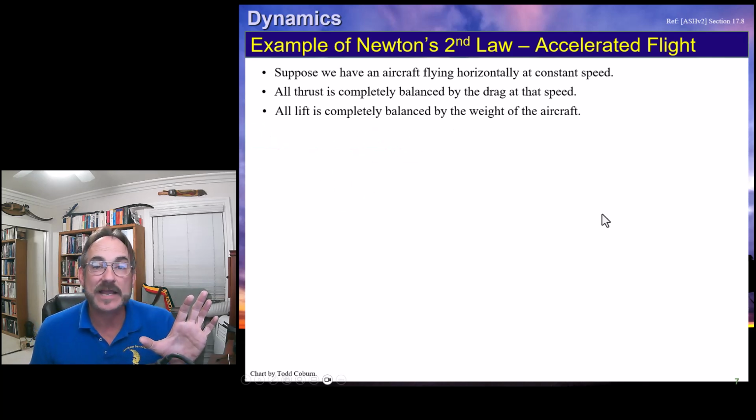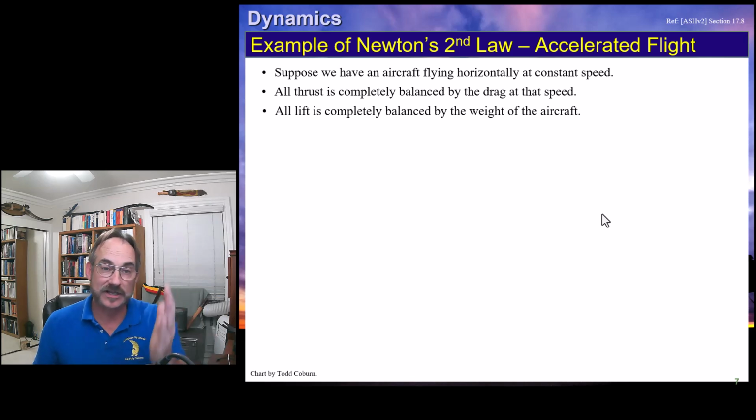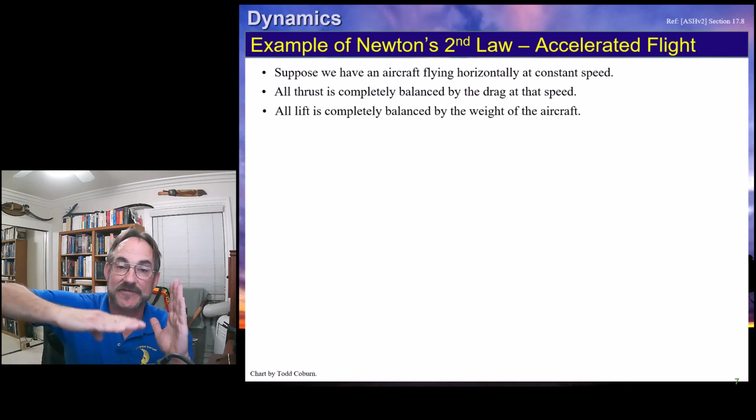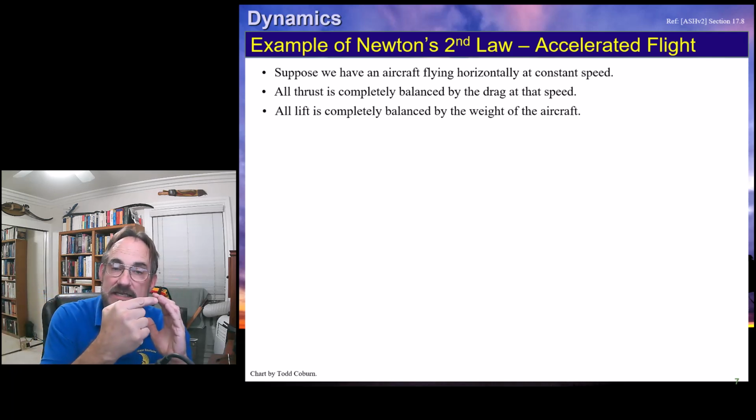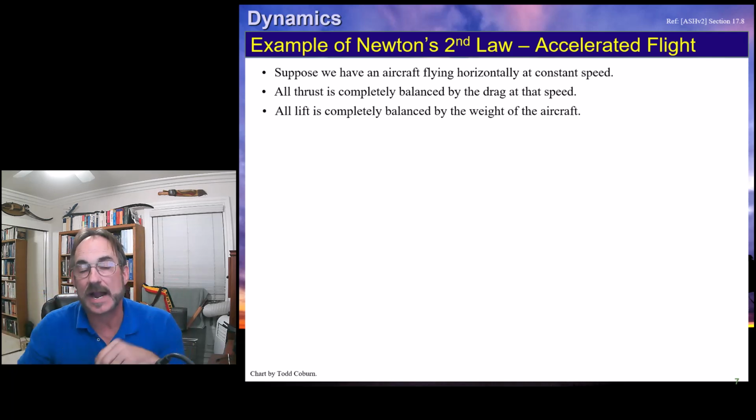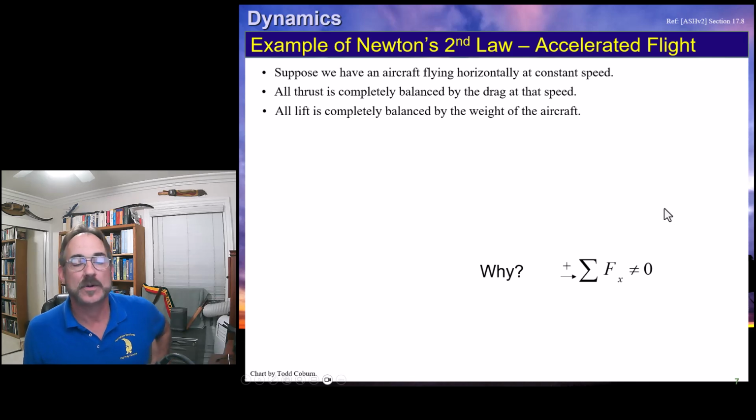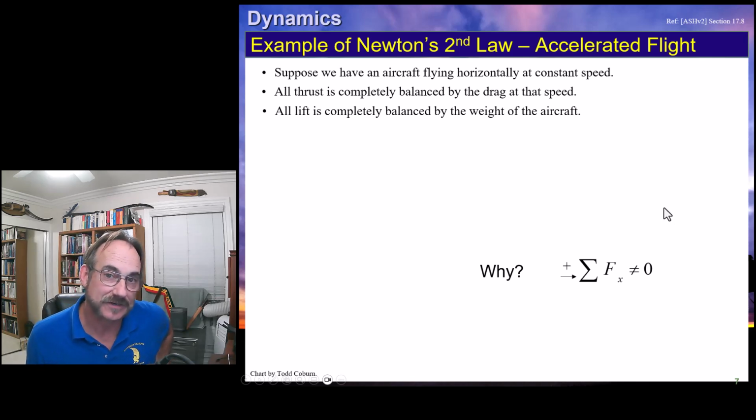Let's say we now give it more thrust, it accelerates. The summation of forces vertically was still zero, so it didn't change its elevation, but horizontally we had more thrust than drag. That provided a net acceleration in the direction of the larger force. Sum of forces was no longer zero in the x direction. Got that idea?